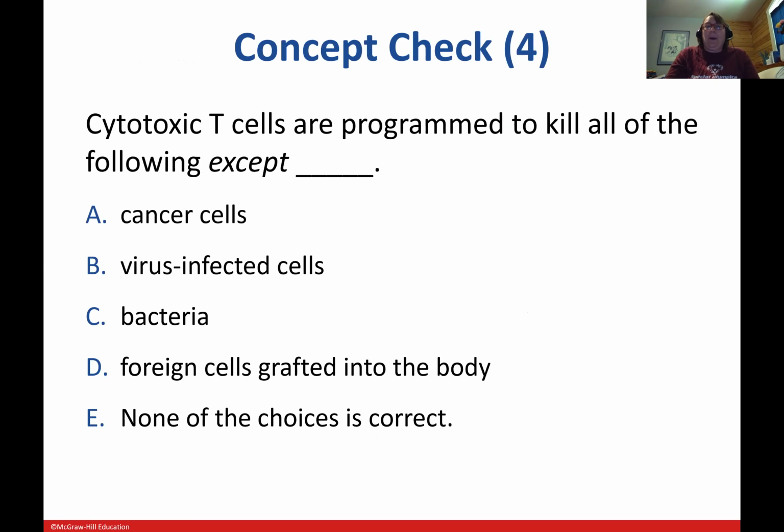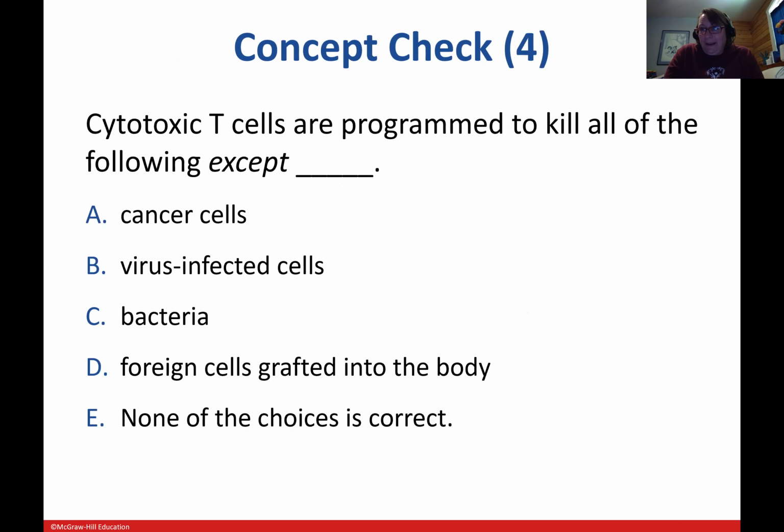Okay, so concept check 4. This is the end of section 13.4. Cytotoxic T cells are programmed to kill all of the following except... again, think about what cytotoxic T cells do.